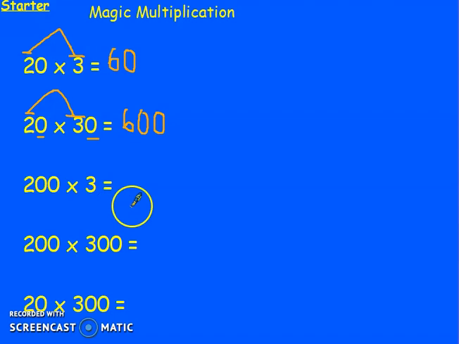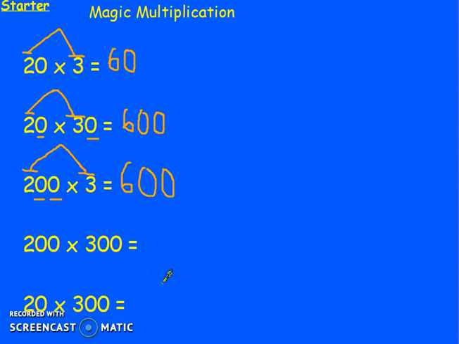What if the sum looks like this? 200 times 3. Well, we know that 2 times 3 is 6. And in the question, the 200 is 100 times bigger. So the answer needs to be 100 times bigger. 200 times 3 equals 600.